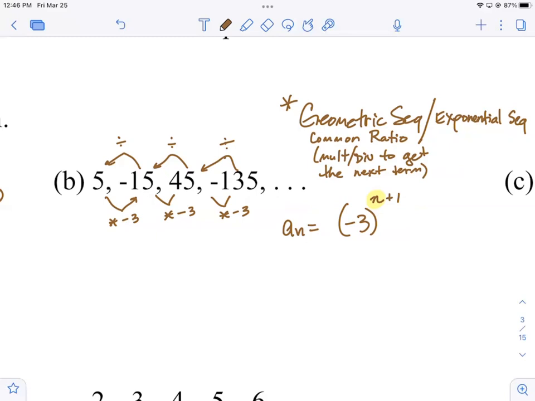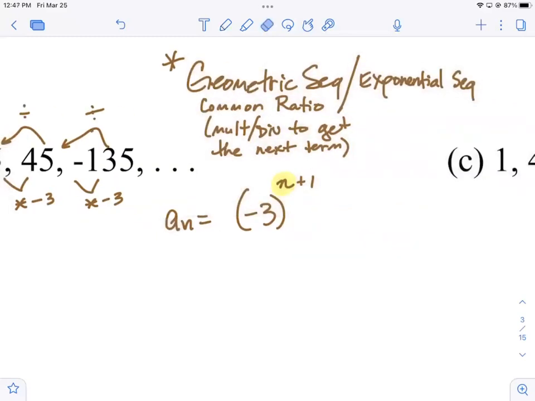Okay. Now I need to focus on the magnitude. When n is 1, I need to get a 5, but right now I'm getting a +3. How can I get rid of the 3? Let's talk about that first. How could I get rid of the unwanted 3? Help me out, everybody.